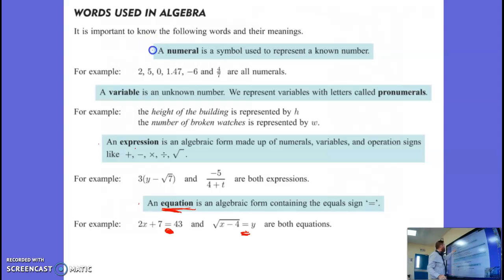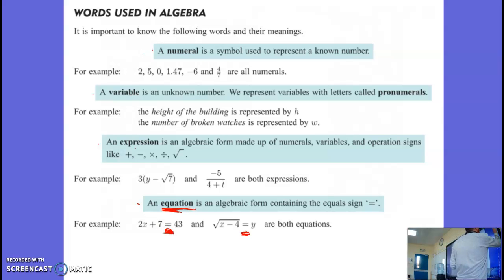So there we go. We've got numerals, that's just numbers. Variables, that's generally the letters. Expressions, collections of numerals and variables, and then equations, collections of numerals and variables, then there's an equals sign.